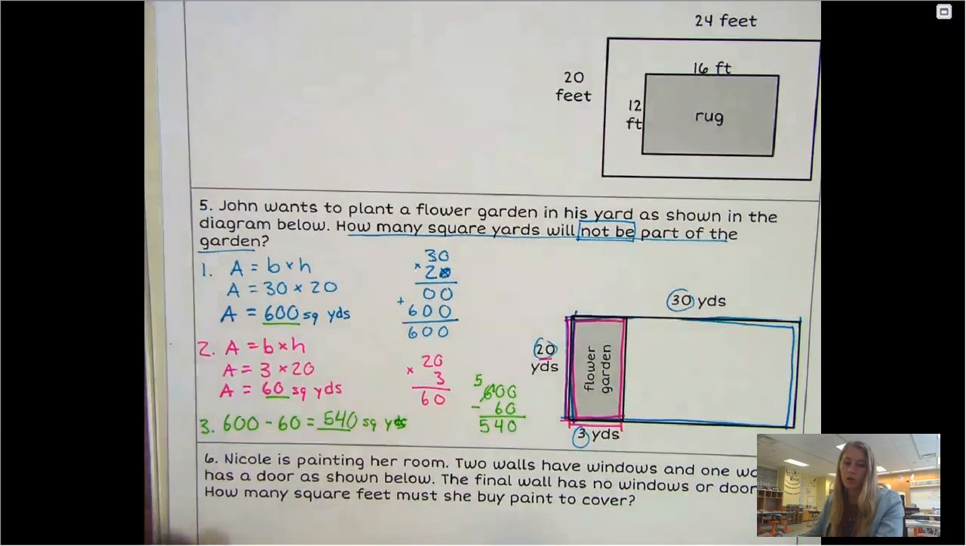There we go. All right. Make sure you take good notes and then apply it to the word problems in your notebook. Good job today.